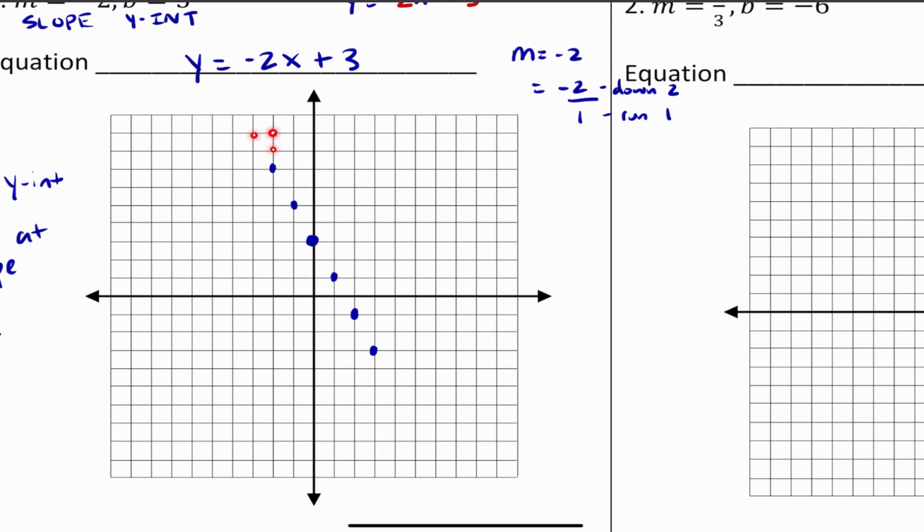Up 2, and this is where I'm going to put my point. Okay, and I feel really, really happy with the points that I plotted, so I'm going to go ahead and connect the dots, just like so. And then put the arrows, because you're talking about a line, it extends forever in both directions, okay? And this is how you graph y equals negative 2x plus 3.